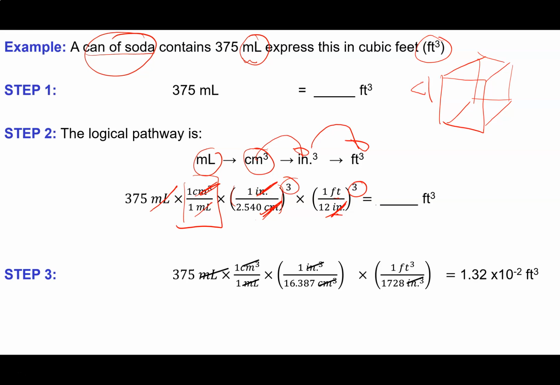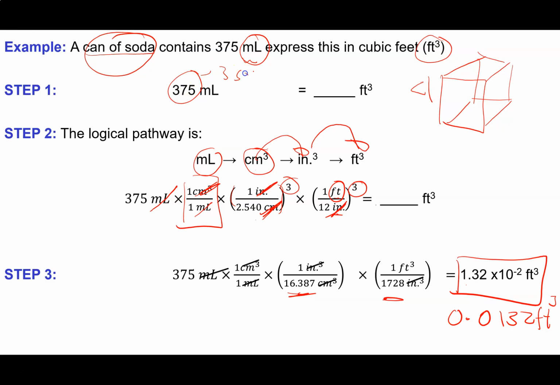And so now I'm ready to put everything into my calculator, because I know the only units that I have left are feet cubed. So I put all of that in, and what do I get? I expanded out the conversion factors. You don't need to do that, but you can if you want to. I end up with 1.32 by 10 to the minus 2 feet cubed, which is less than 1, isn't it? It's 0.0132 feet cubed. So I started with 3 significant figures, I should end with 3 significant figures, and I do. So everything looks good and consistent.